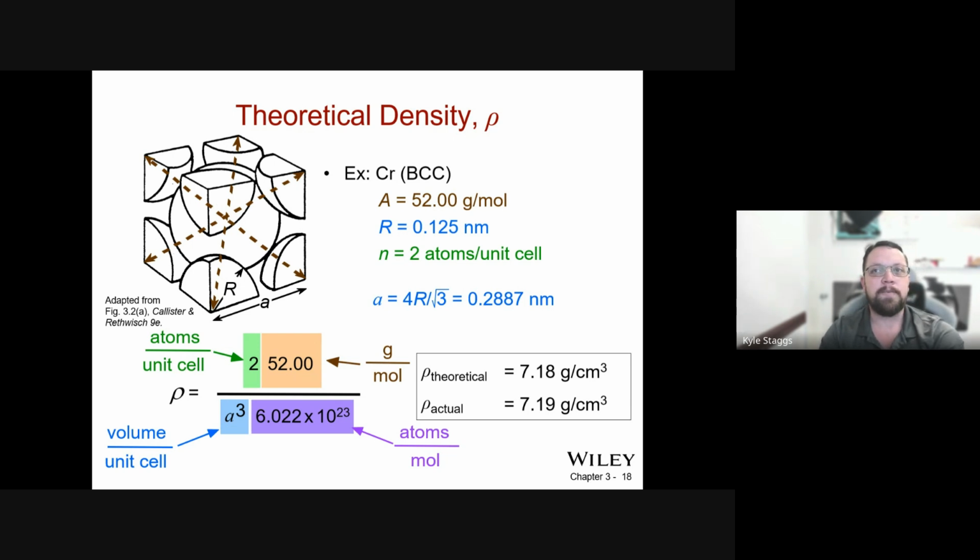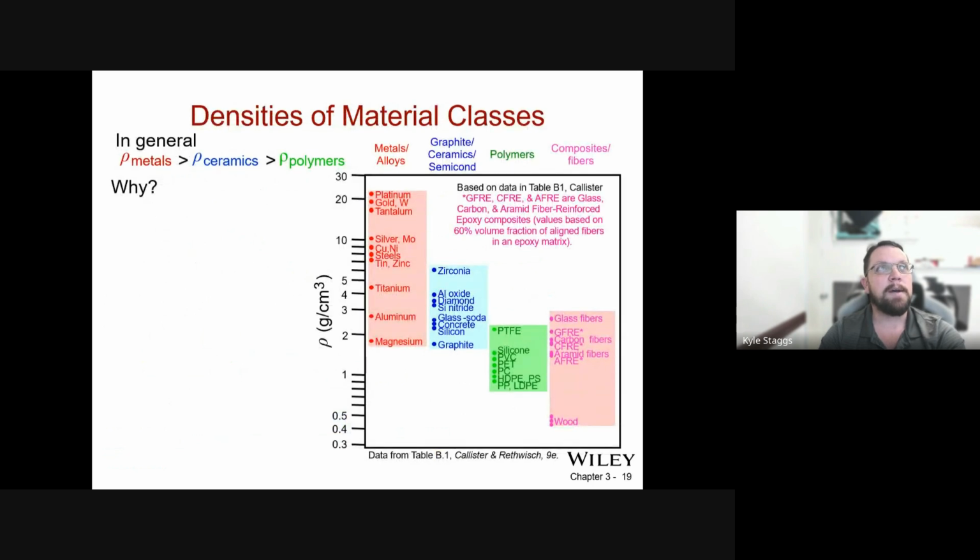So we know from experience that this is the way that it should be stacked, but in reality we will have defects in materials, and crystals are not all perfectly perfect all the time, as it turns out. There are some other factors that can contribute to that, but we'll learn some more about those as we go along. So broadly speaking, metals are more dense than ceramics, which are more dense than polymers.